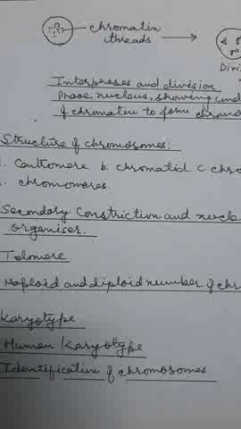Third point is chromonema. Internally, each chromatid contains a single long piece of DNA. This thread is called chromonema or chromonemata. It is a highly coiled structure.